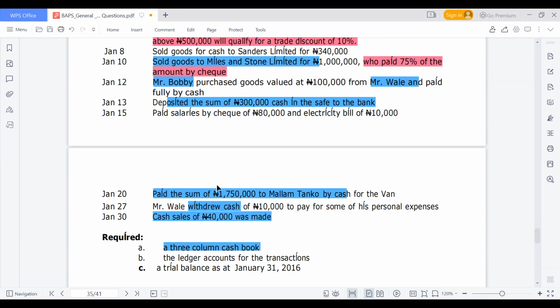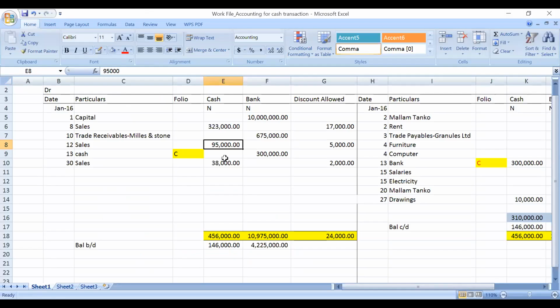So you can see this particular transaction now, it's qualified for cash discount. We have recorded already. So this cash sales is 38, and discount allowed is 2,000 naira.